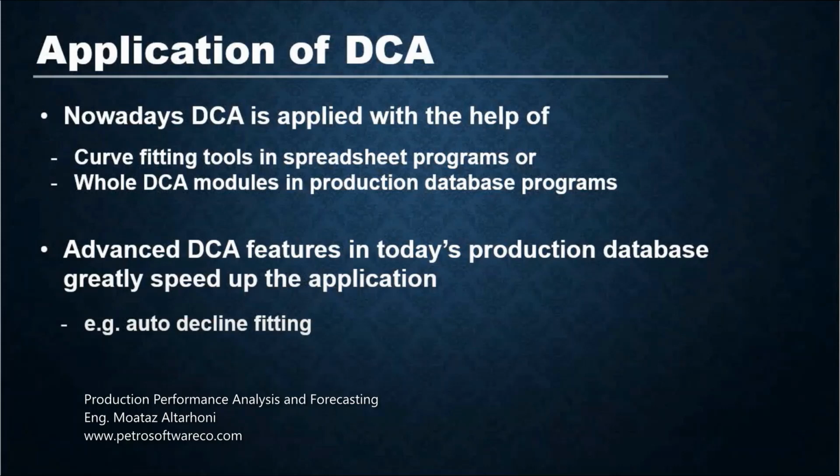Nowadays, decline curve analysis is applied by different tools. We can apply it by using Excel spreadsheets. We can also apply it by another different software, for example, one of them is OFM. So we will see that an advanced decline curve analysis in today's production database greatly speeds up the application because we use auto decline fitting. Yeah, we will see that in OFM. We can apply that more easily in just seconds by clicking on some points.